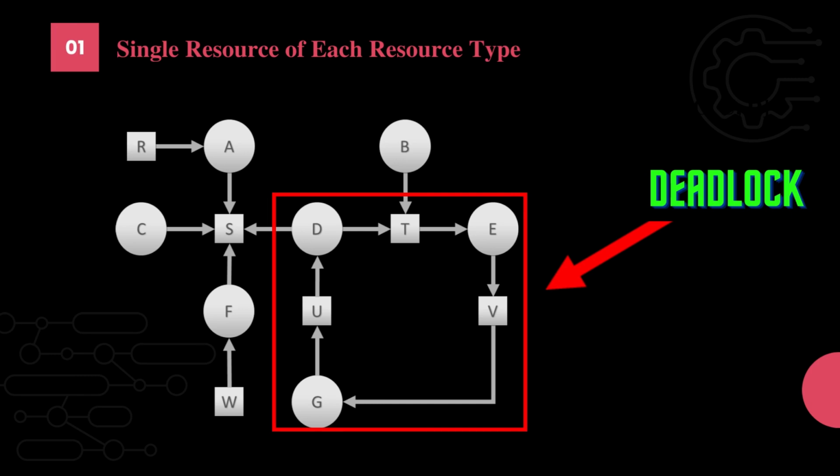The same process is repeated for all nodes. If there is no cycle, then it means there is no deadlock. After searching all nodes of this graph, processes D, E, and G are deadlocked, whereas processes A, B, C, and F are not deadlocked.